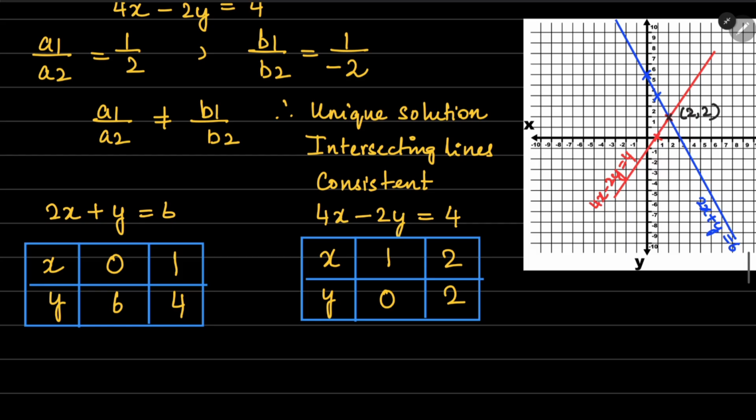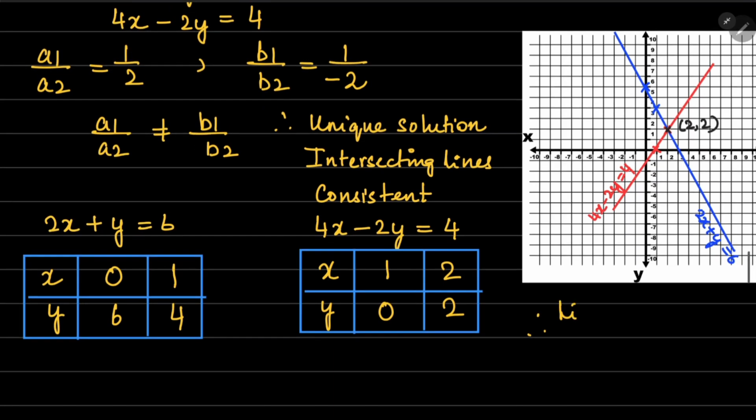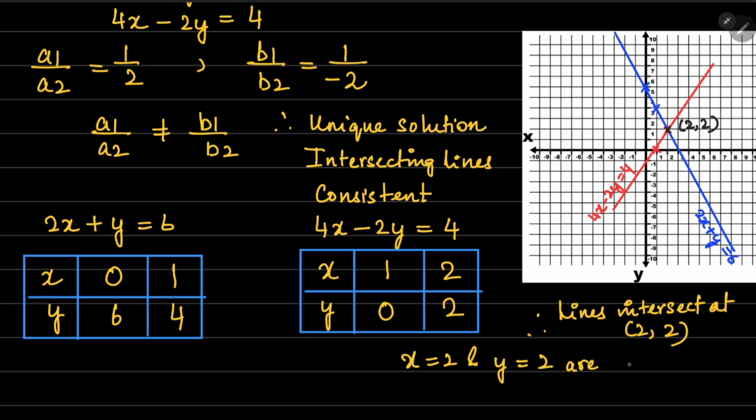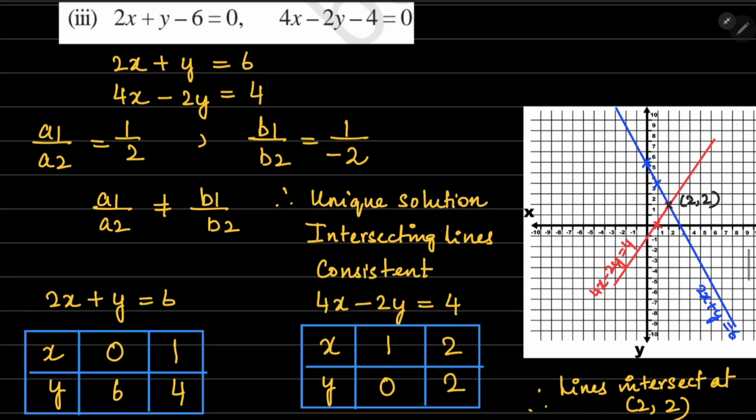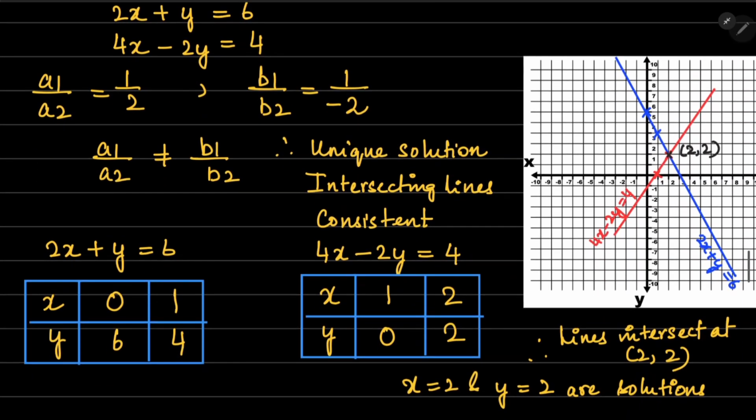So what is the solution of this? Therefore the lines intersect at 2 comma 2. Therefore x equal to 2 and y equal to 2 are the solutions of this specific pair of linear equations. Okay, so you have solved it. You have found that it is consistent and you have solved it graphically. So you can see here 2 comma 2, that's the point of intersection.